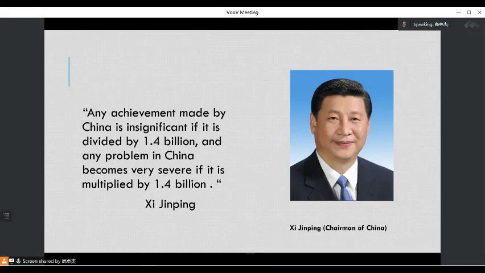He said something like this: any achievement made by China is insignificant if it is divided by 1.4 billion. And any problem in China becomes very severe if it is multiplied by 1.4 billion.